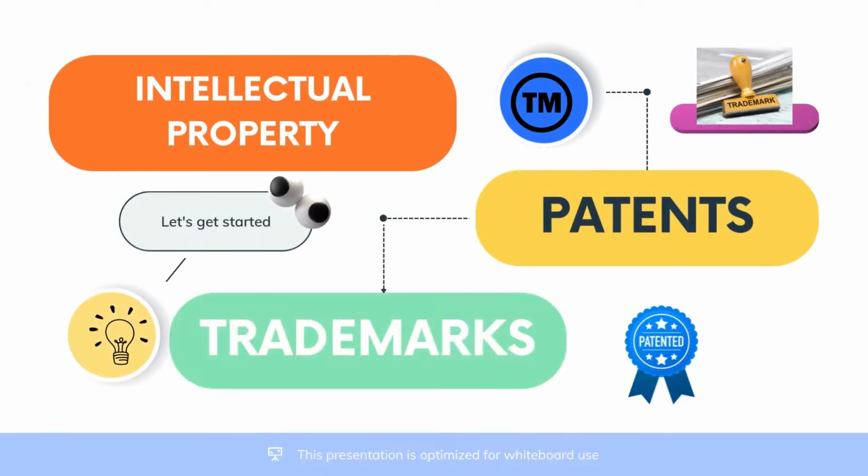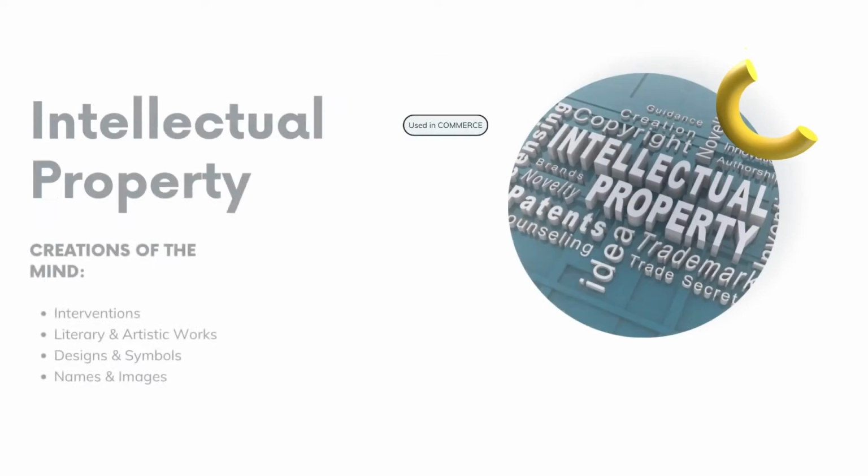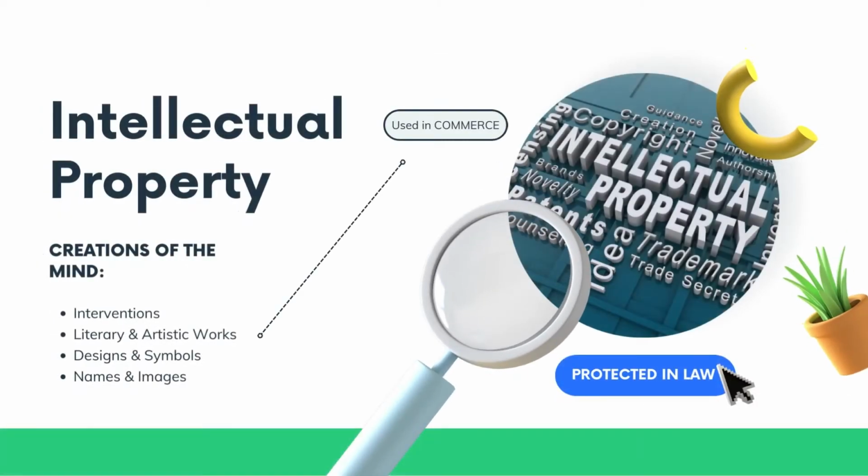We'll discuss patents and trademarks today, which are two types of intellectual property. What is intellectual property? Intellectual property, IP, refers to creations of the mind, such as inventions, literary and artistic works, designs, and symbols, names and images used in commerce.